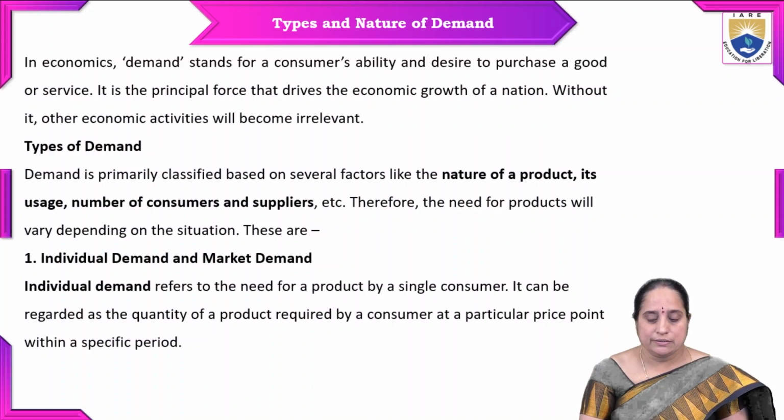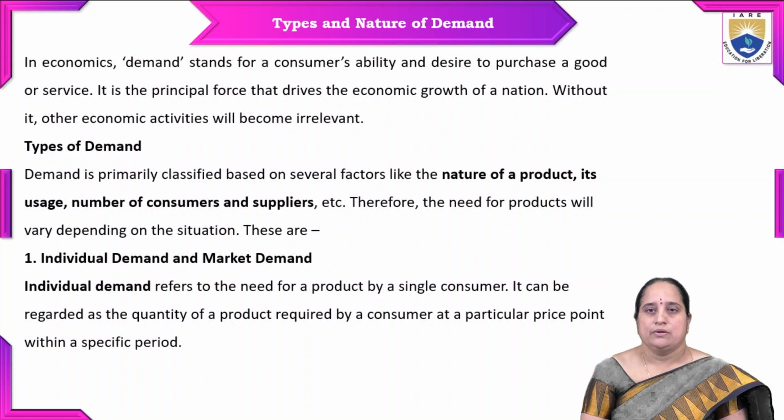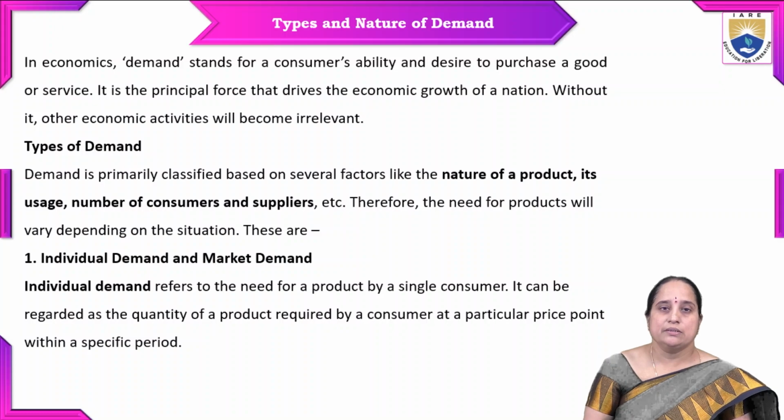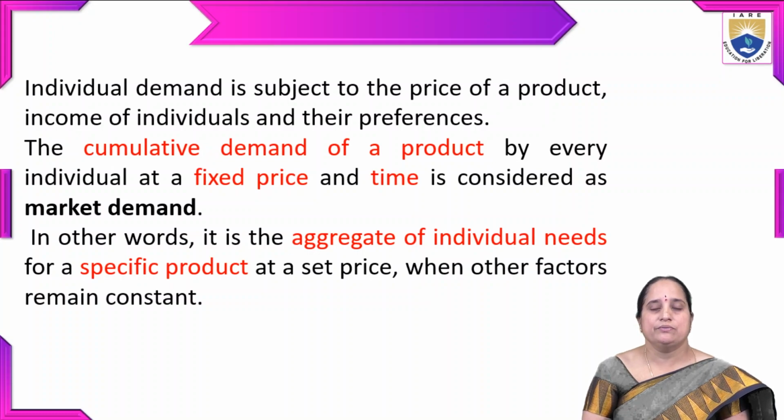The first one, let us start with individual demand and market demand. Individual demand refers to the need for a product by a single consumer. It can be recorded as the quantity of a product required by a consumer at a particular price point within a specified period. That is known as individual demand. It is subject to the price of a product, income of the individuals and their preferences.